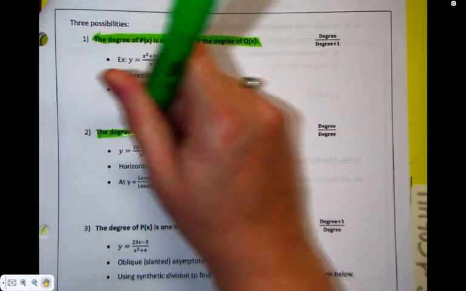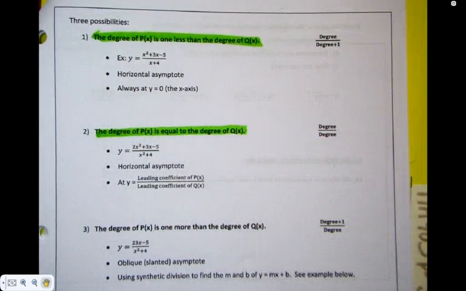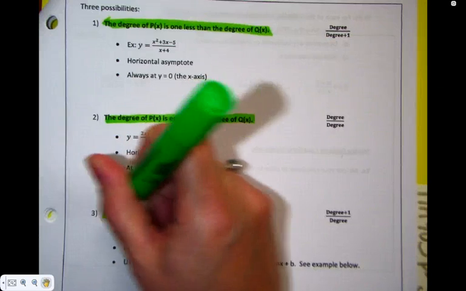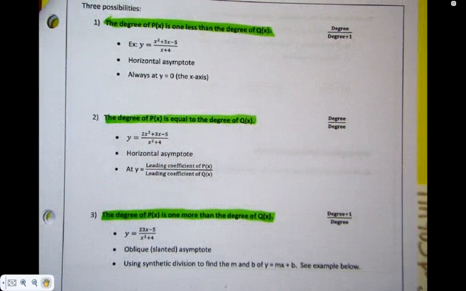The degree of P of x equals the degree of Q of x. And the third possibility, the degree of P of x is 1 more than the degree of Q of x. There are other situations. These are the only three you're going to run into this year. It's going to be one of these three cases every single time.